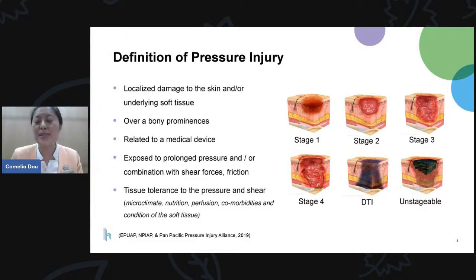So we're not always able to see underneath the granulating tissue, whether it's the subcutaneous tissue layer or actually the muscle layer. So it's called unstageable. This condition needs to be debrided to see how deep the wound cavity is, so we can differentiate which stage the patient is at. Okay, this will give a rough idea of what a pressure injury is.